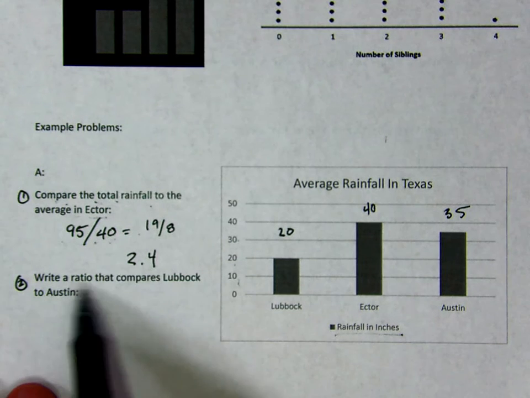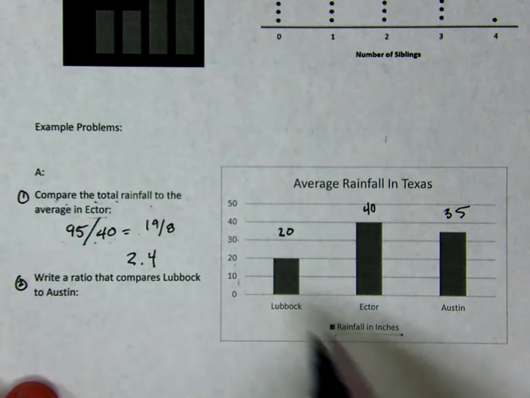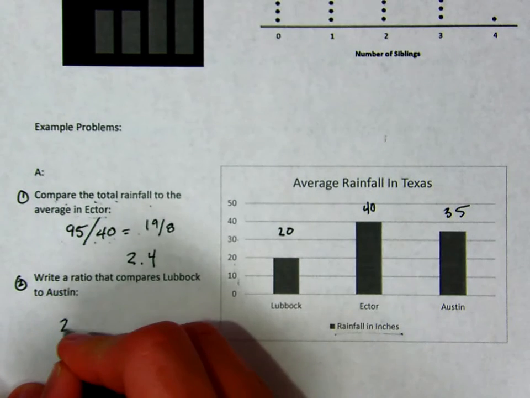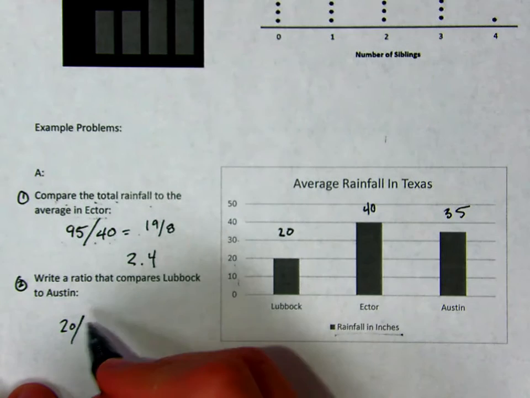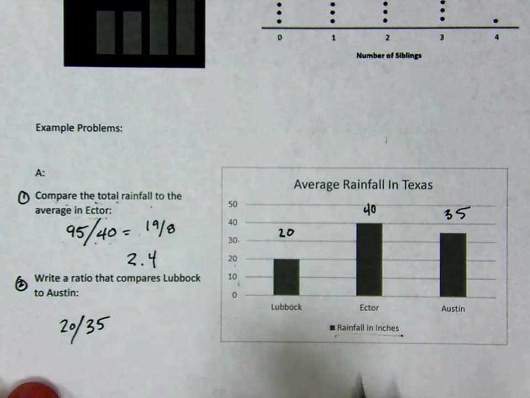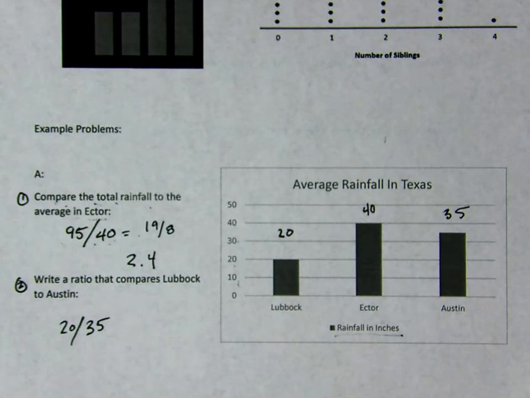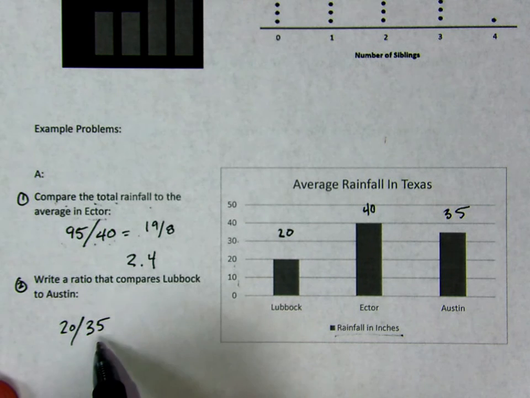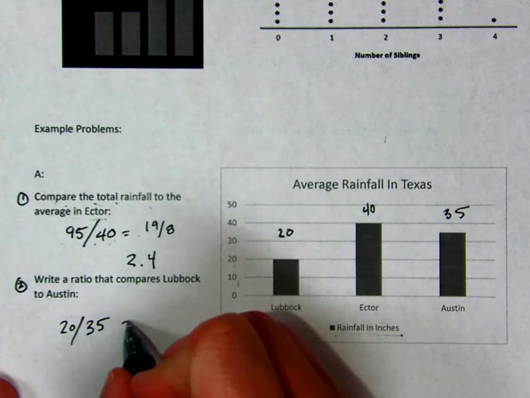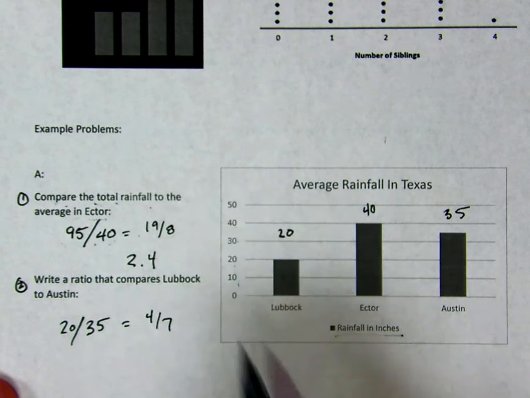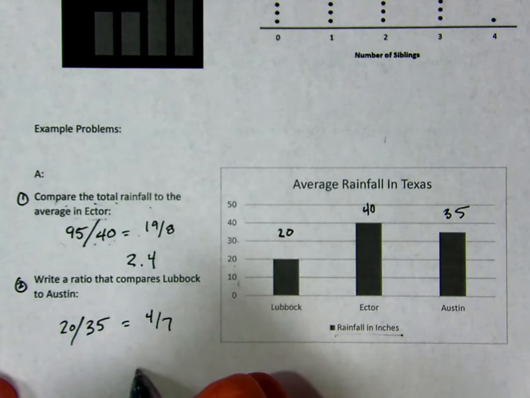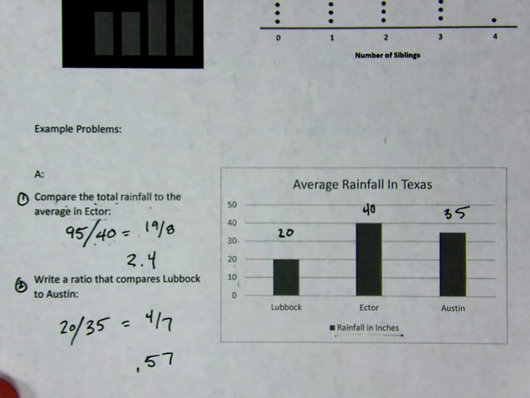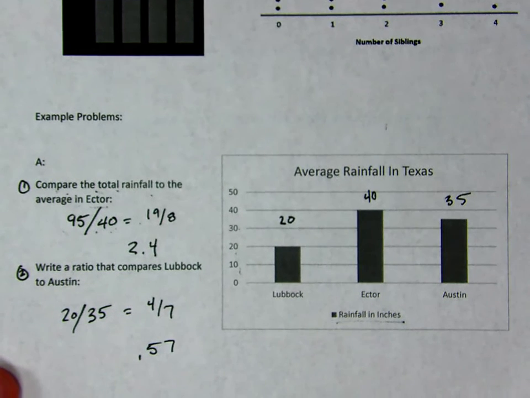Okay, so write a ratio that compares Lubbock to Austin. So I'm going to find Lubbock first, 20, okay, and Austin, which is 35. Okay, so when we compare, like I said again, you can reduce and divide 20 and 35. When we reduce that, we get 4 over 7. Okay, we also get a decimal of 0.57 or 57 hundredths.